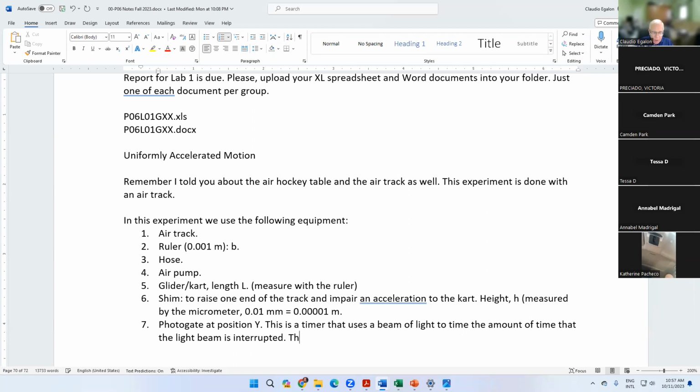okay, this timer has a resolution of 0.1 milliseconds, which is equal to 0.0001 seconds.